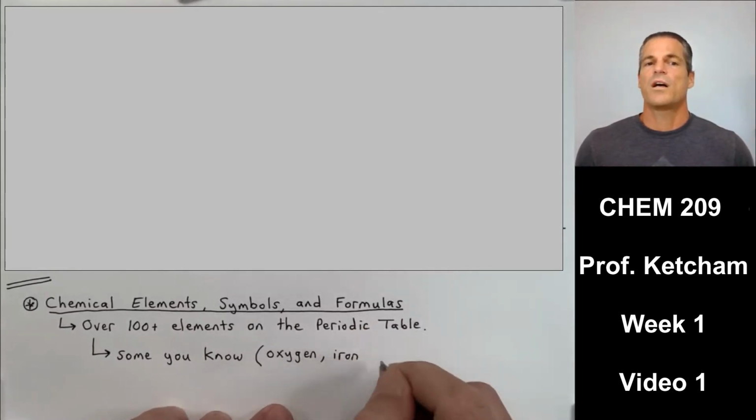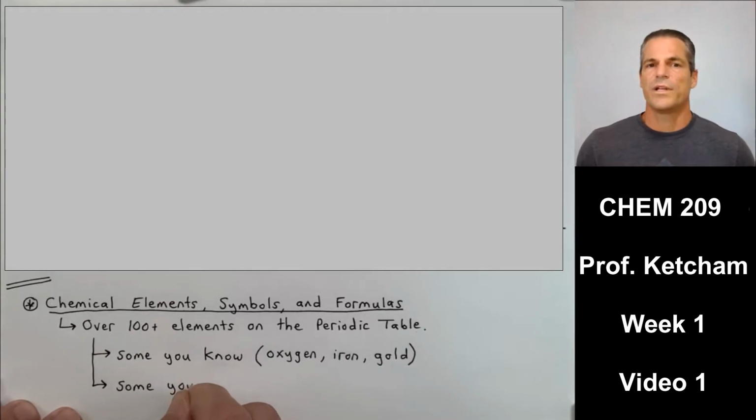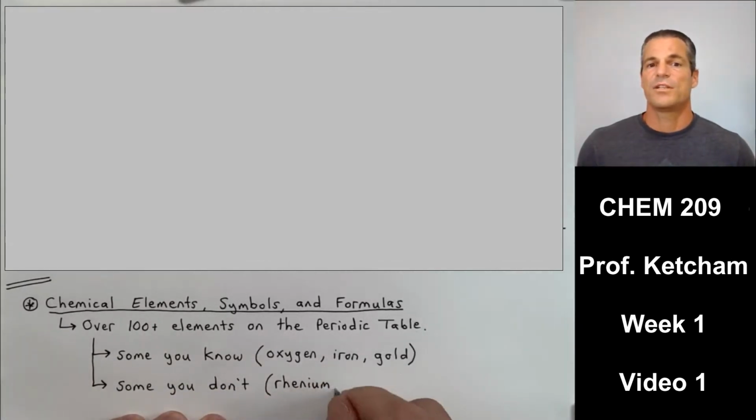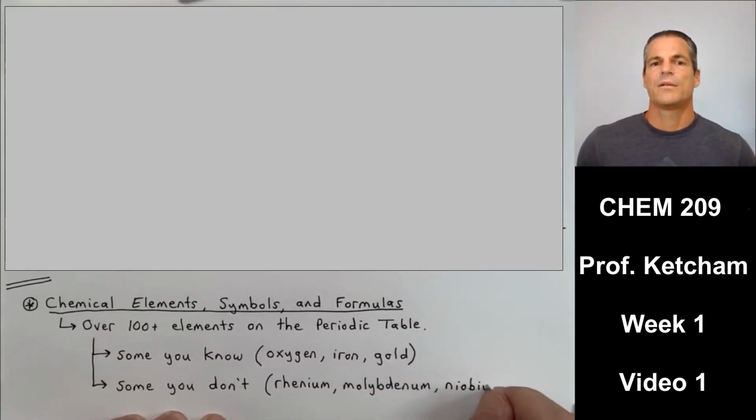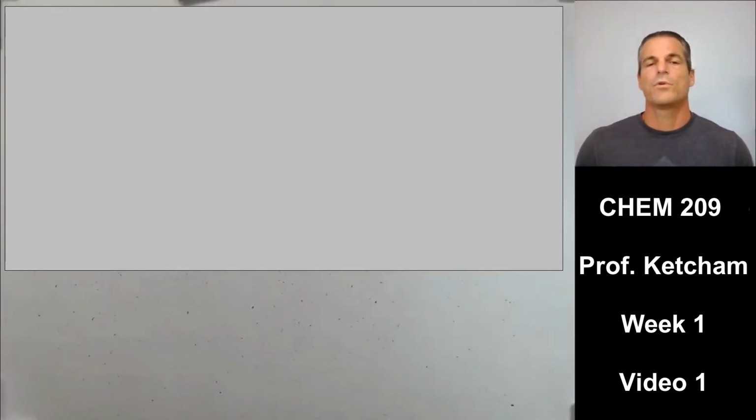All right, so we're going to talk broadly about the periodic table now, and there's almost 120 or so elements on the periodic table nowadays. Some you know, oxygen, iron, gold. Some you've never even heard of, like rhenium, molybdenum, niobium, californium. There's some really weird ones.